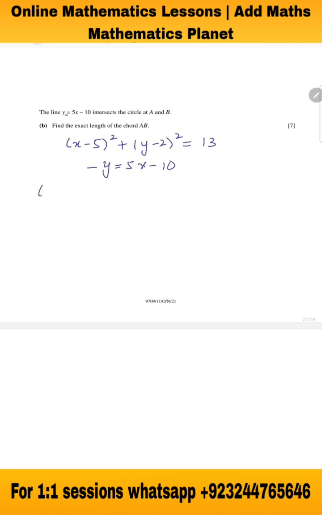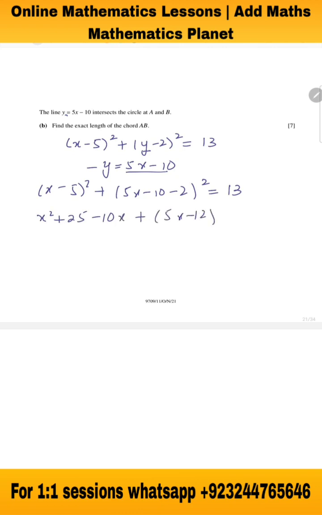first one. So we write (x − 5)² + (5x − 10 − 2)² = 13, where y = 5x − 10. So it would be x² + 25 − 10x + (5x − 12)² = 13.